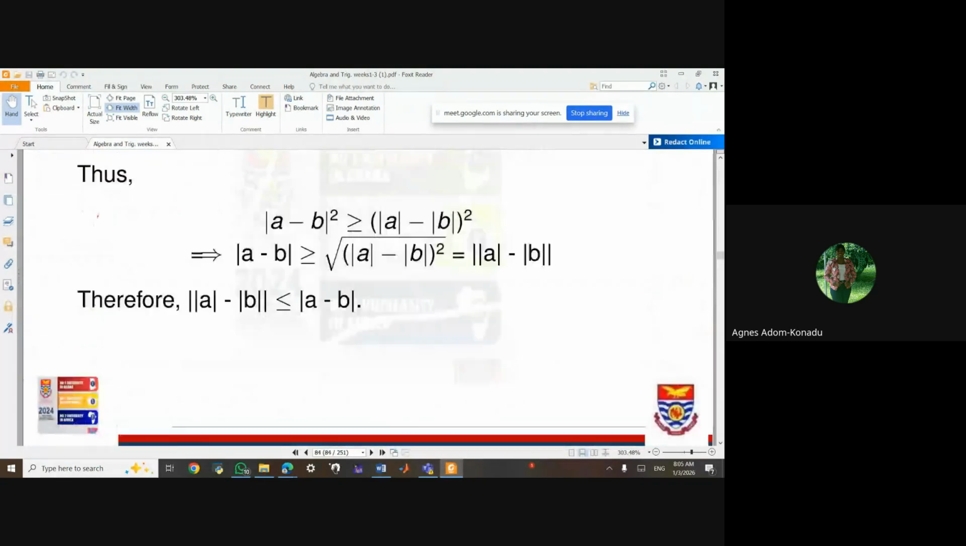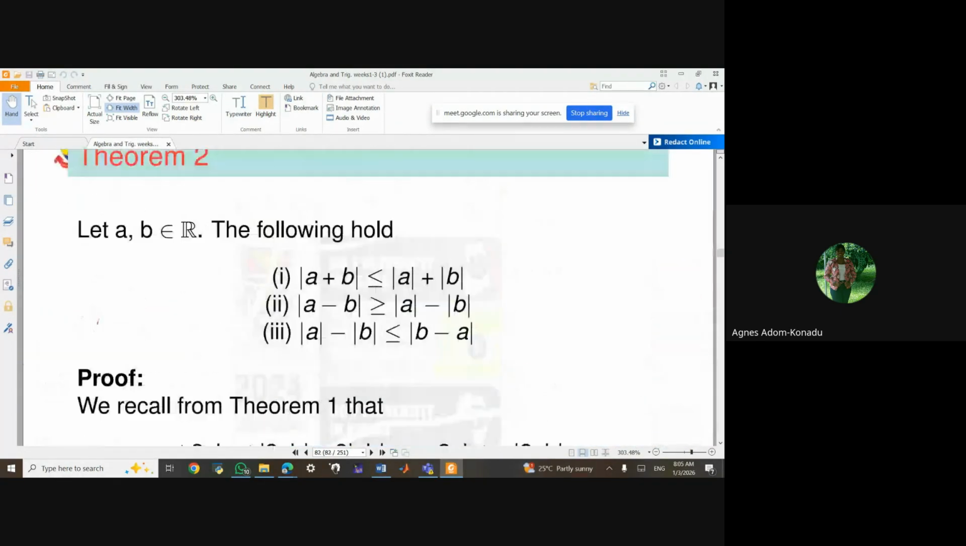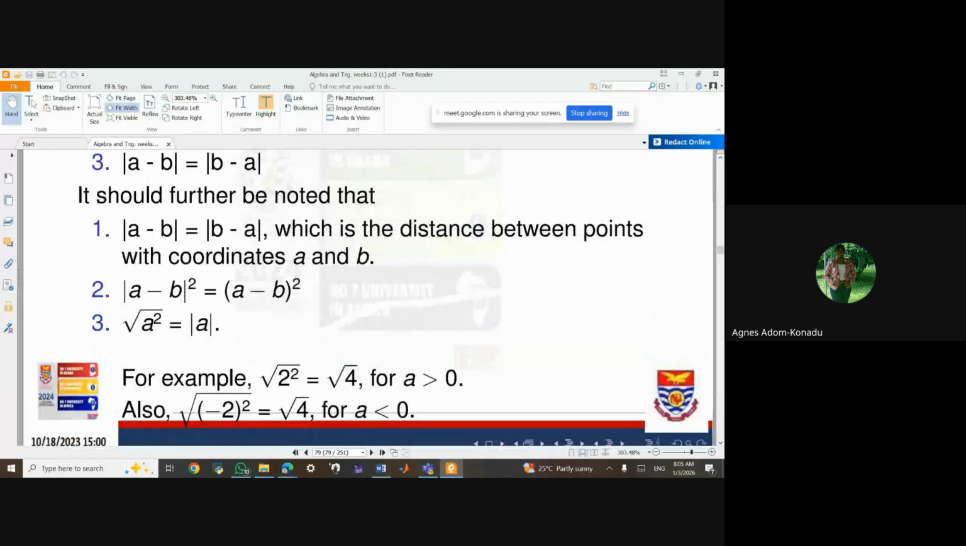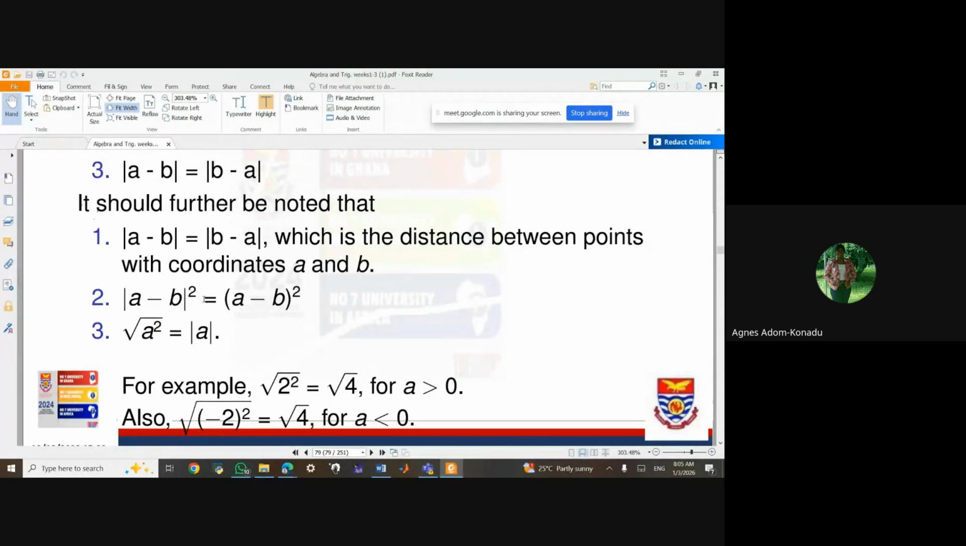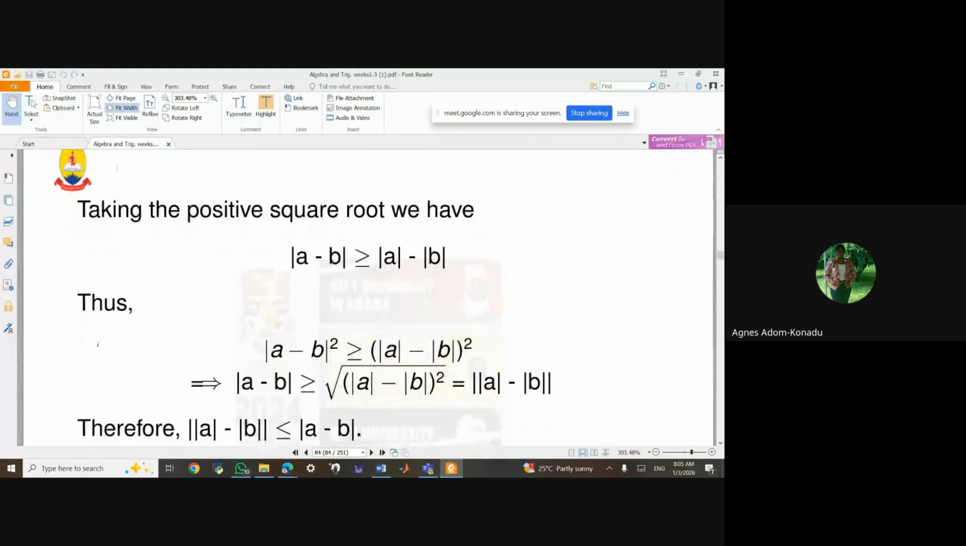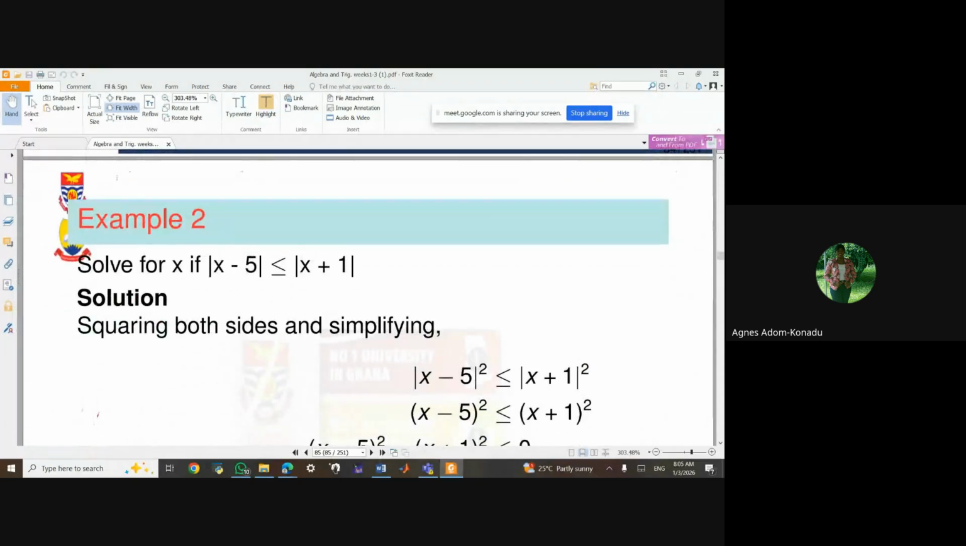But in the first theory, we have a simple way of going about it. The first theory says that the absolute of a minus b squared is the same as normal brackets a minus b all squared. So to solve this, I will square both sides.